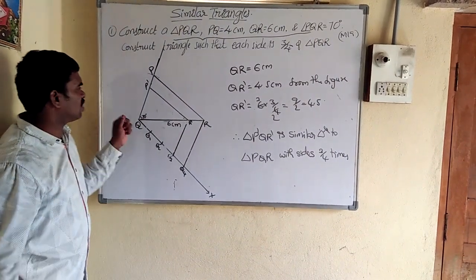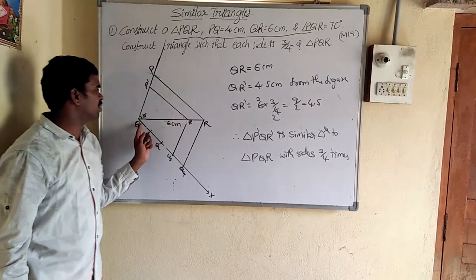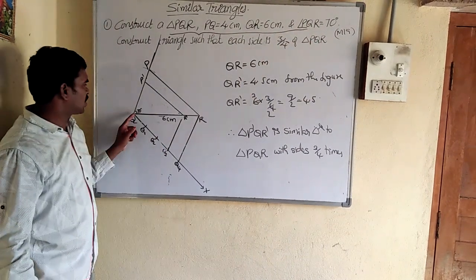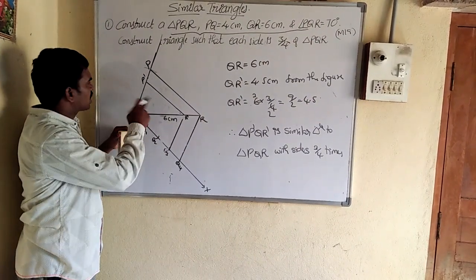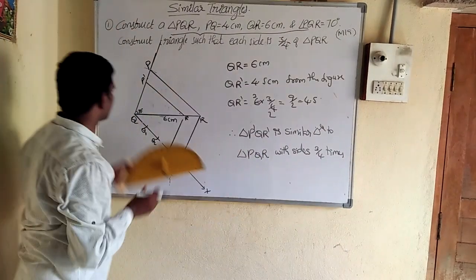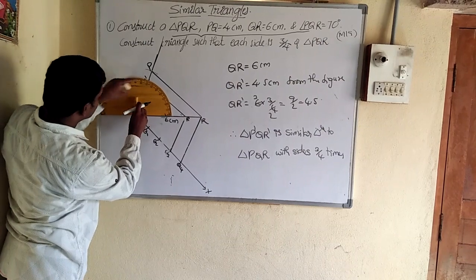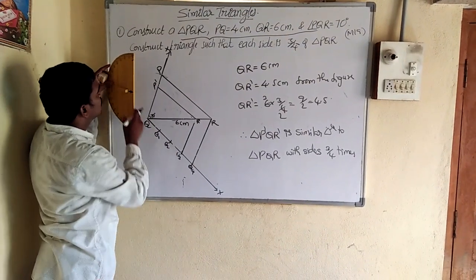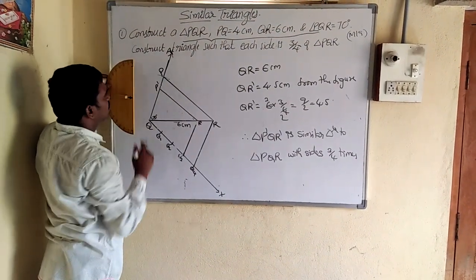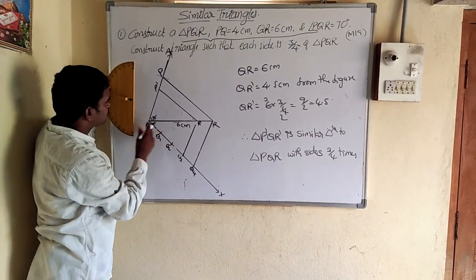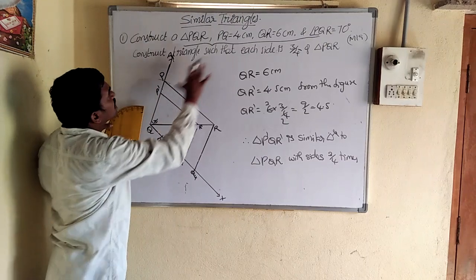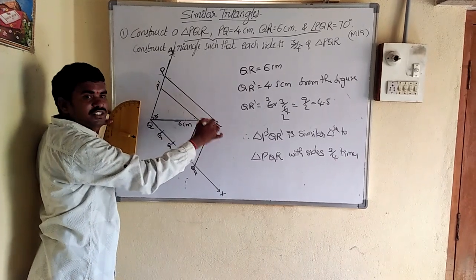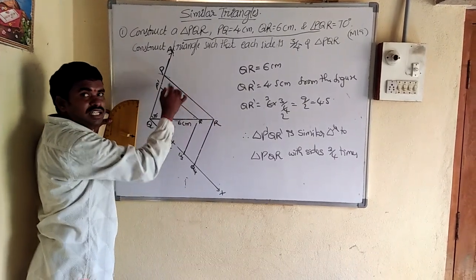Is it clear? Now what we have done: first of all I have taken QR as 6 centimeters. Next, make an angle of 70 degrees at Q with the protractor, and join this line. This is taken as some X, or some A, for example. However, we can write anything. After that, QP is taken as 4 centimeters. Next, join PR. Then triangle PQR is constructed.